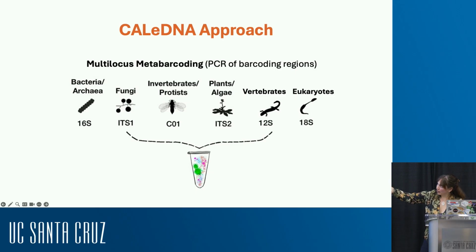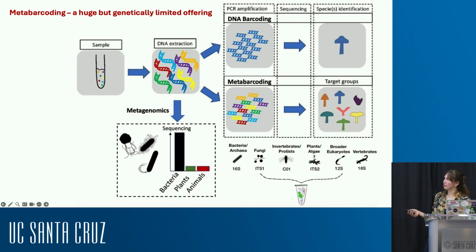But usually it's bacteria and archaea from 16S, fungi from ITS1, invertebrates and protists from CO1, plants and green algae from ITS2, vertebrates from the 12S region, and eukaryotes from 18S. And these are barcode regions that have been, for decades, sequenced in little pieces from those 205,000 plus species that people have been surveying with DNA for decades. So there's a lot of reference data for these.